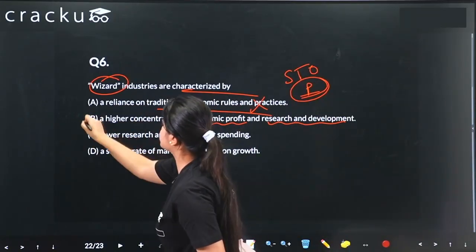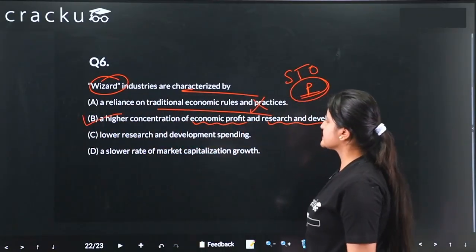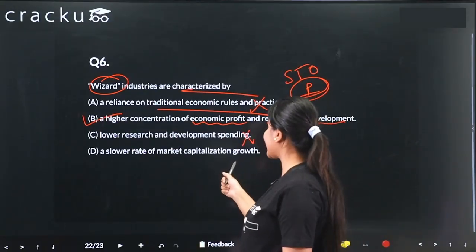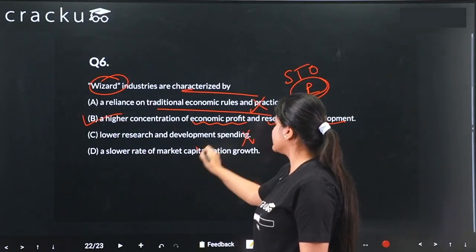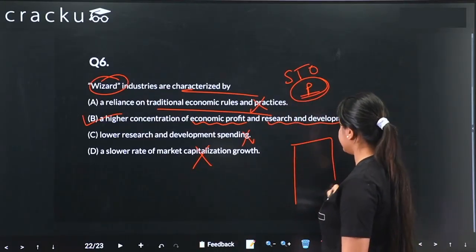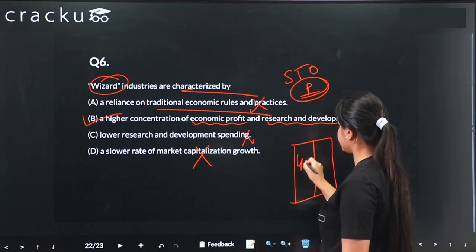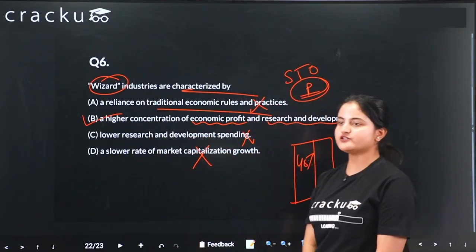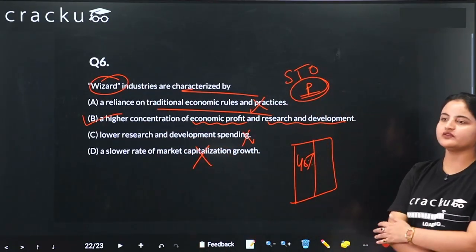Let's look at other options also. Lower research and development spending? Opposite. A slower rate of market capitalization? Wrong. Their rate of market capitalization was much higher. We made it in this diagram, right? 45%. So, yes, B is the right choice, and simply by going back we can guess.